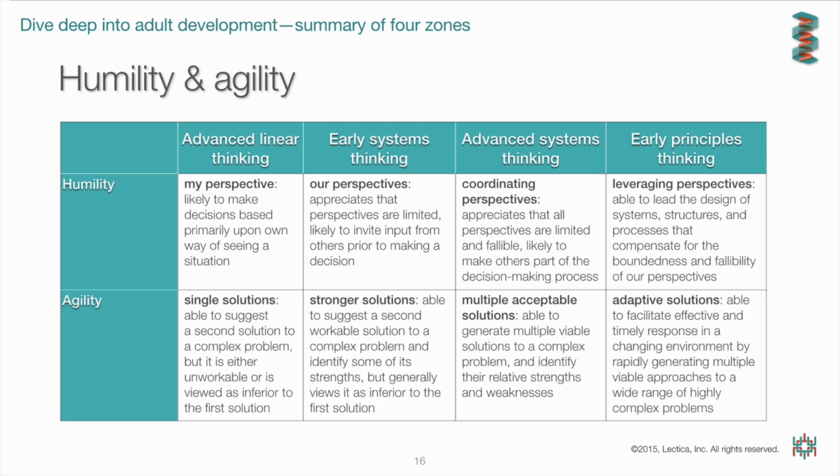Early systems thinkers tend to focus on identifying the stronger solution. They'll often suggest a second workable solution to a complex problem and identify some of its strengths, but generally view it as inferior to the first solution. Advanced systems thinkers tend to focus on multiple accessible solutions. They'll often generate multiple viable solutions to a complex problem and identify their relative strengths and weaknesses.